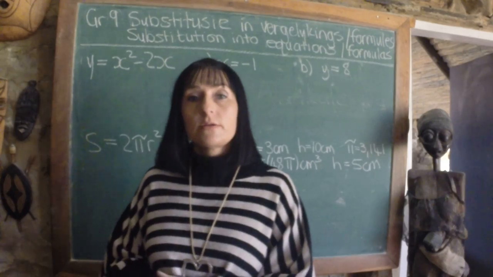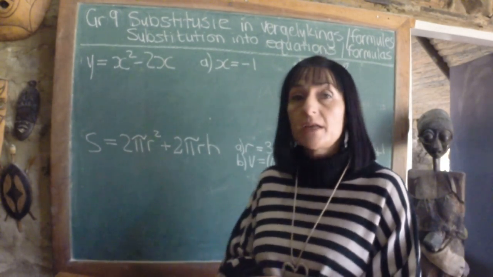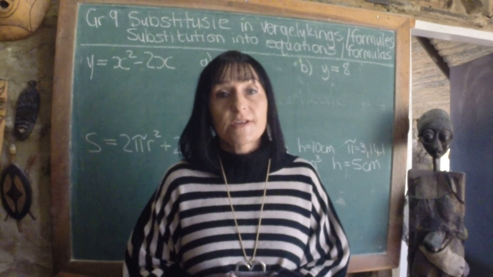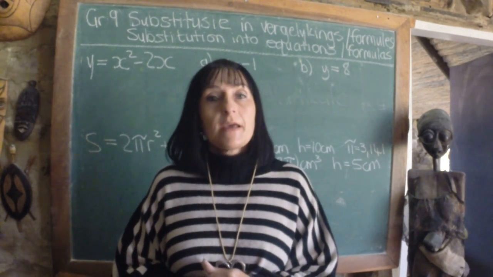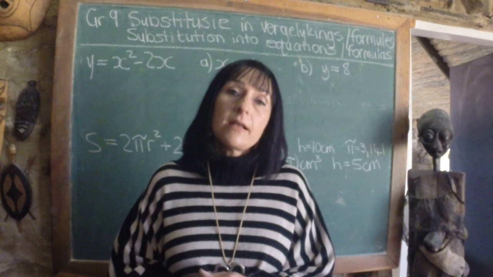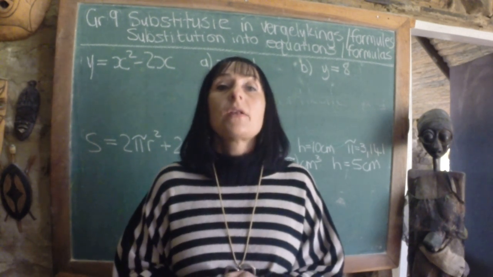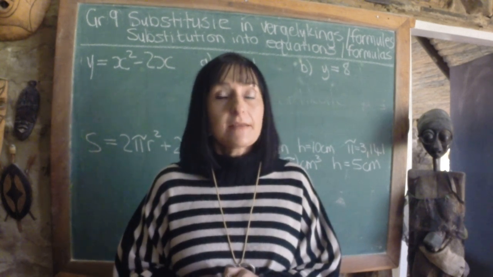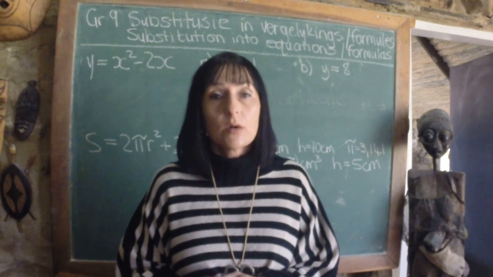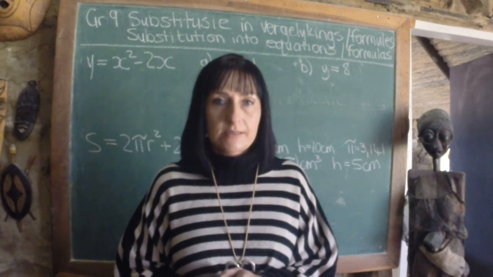Ons gaan vandag bietjie substitusie doen binne in vergelykings en formules in. We're going to do a bit of substitution into equations and formulas. Very easy. Remember, a letter of the alphabet is a placeholder and we can put values into that placeholder. 'n Letter van die alfabet is 'n plekhouertjie en ons kan waardes in daai plekhouertjie sit.